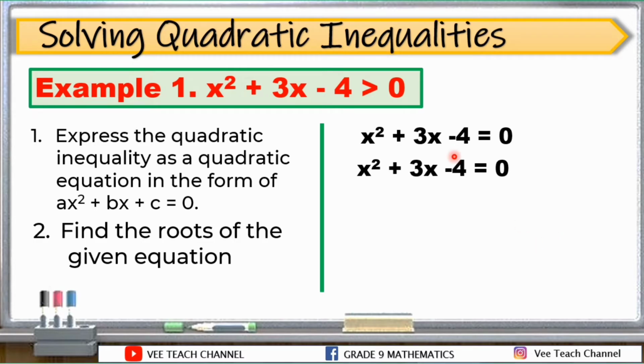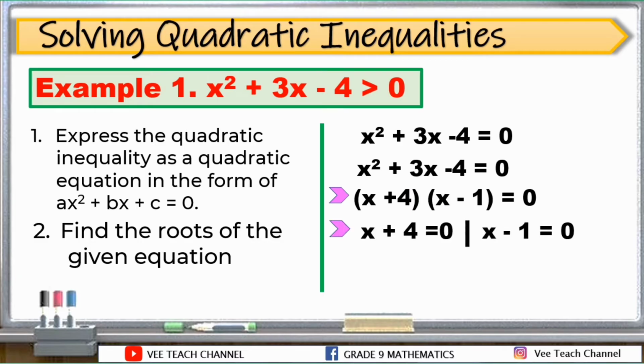Kaya kailangan alam pa rin natin kung paano kumuha ng roots. Ang pinakamadaling gamitin is factoring. So, kunin natin ang roots by factoring. So, factor natin yung, isip tayo ng factor ng negative 4 na ang sum ay positive 3. At ang magsasatisfy nga doon is 4 and negative 1. Of course, we also need to factor x squared. That's why we have x and x. 4 times negative 1 is negative 4. 4 plus negative 1 is positive 3.